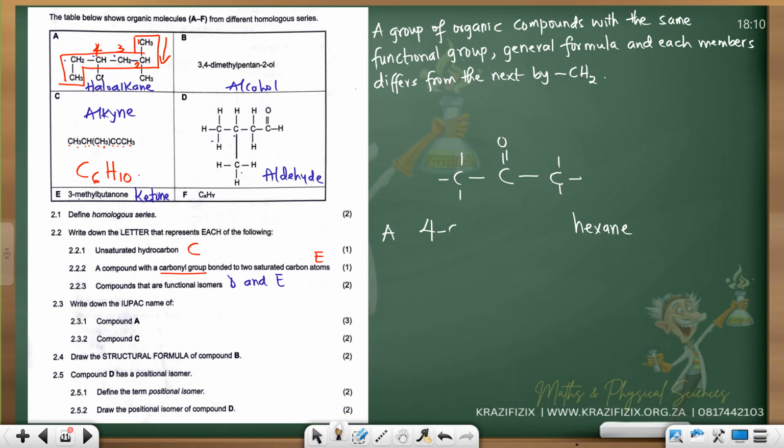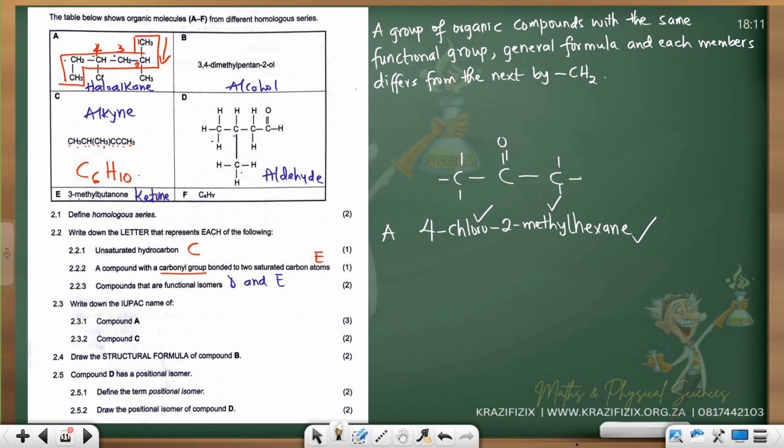4-chloro-2-methylhexane. Please mark. Here's how it's marked. The 4-chloro would get a mark. The 2-methyl will get a mark. If everything is correct, you get the third mark. So the 4-chloro gets a mark. The 2-methyl. Please let me know anywhere you feel you are not following so we can quickly deal with that. What about compound C?